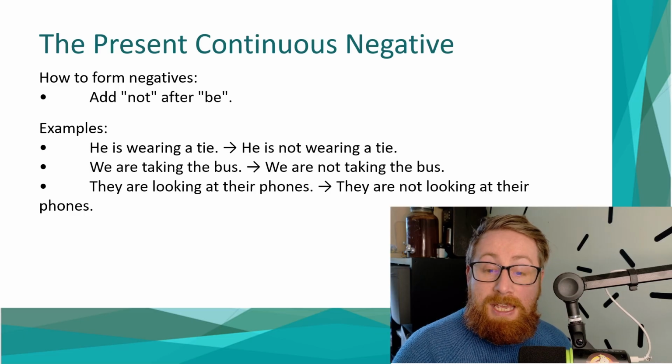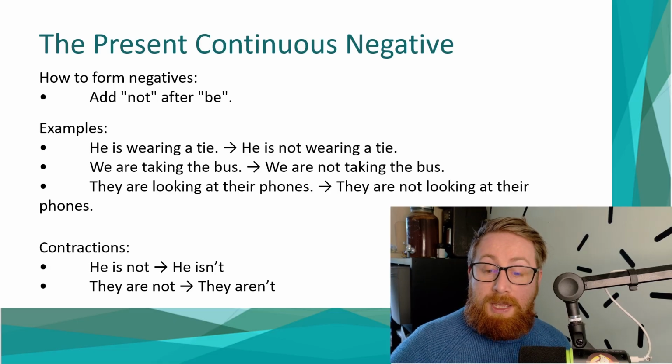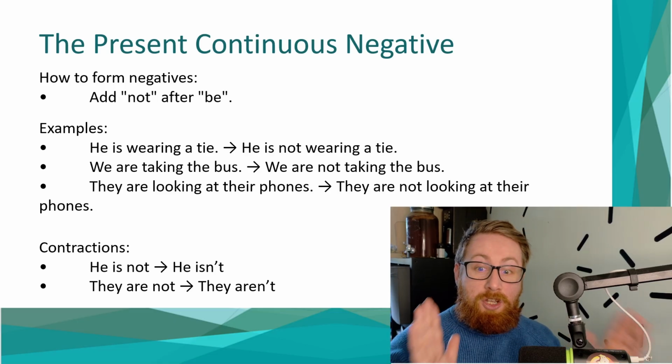So he is wearing a tie becomes he is not wearing a tie. We are taking the bus. We are not taking the bus. They are looking at their phones. They are not looking at their phones. So remember that in the present continuous negative, not comes after the verb to be, am, is, or are, not after the main verb.